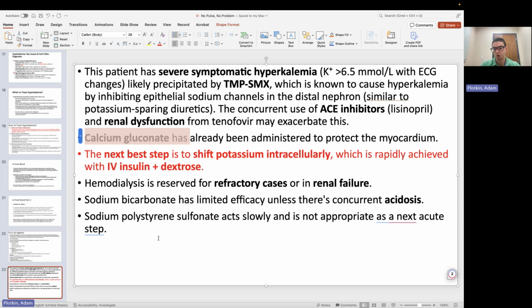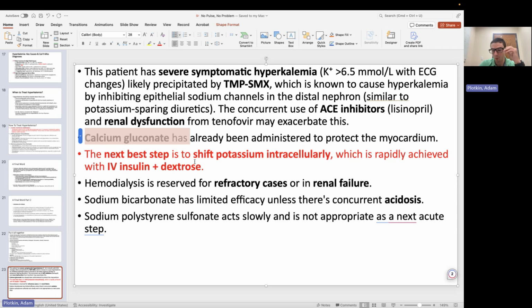So now my question was asking you, what would you do next? And all of them are feasible options. But remember, I told you the next best thing. Step 1, stabilize the cardiac membrane. Step 2, drive potassium into the cells. So that's our next step. Which one was the best out of the 3 I gave you? Insulin with dextrose, sodium bicarb, or beta-2 agonist, right? Insulin with dextrose is by far going to be the quickest one to work, and it's going to work the best. So we do that.